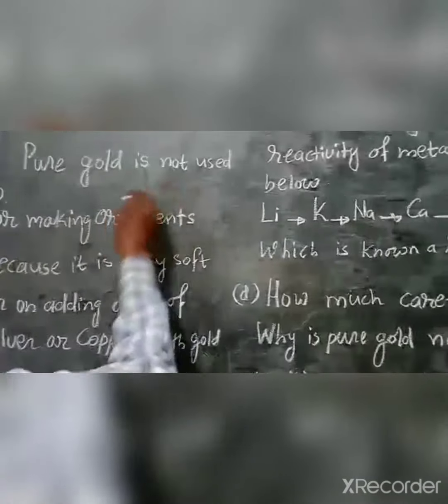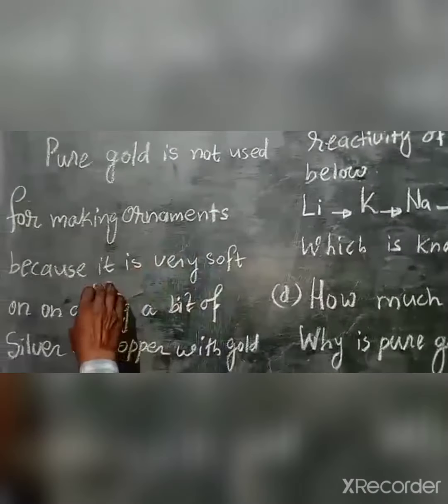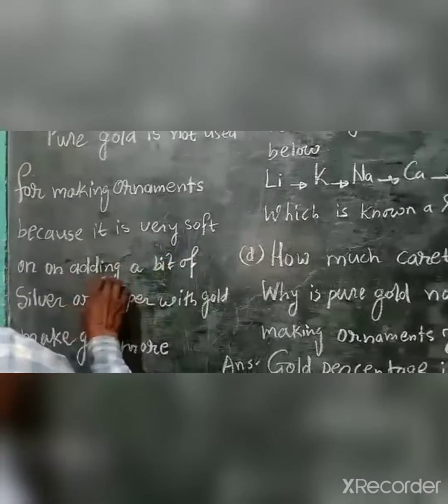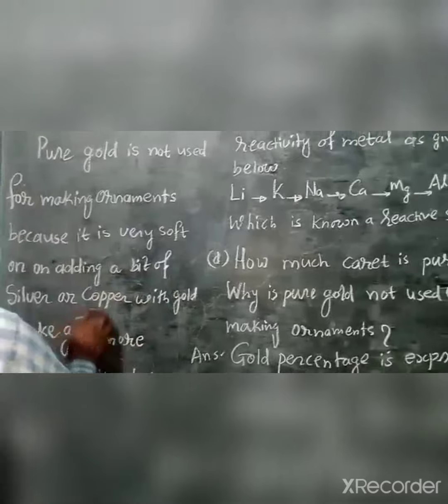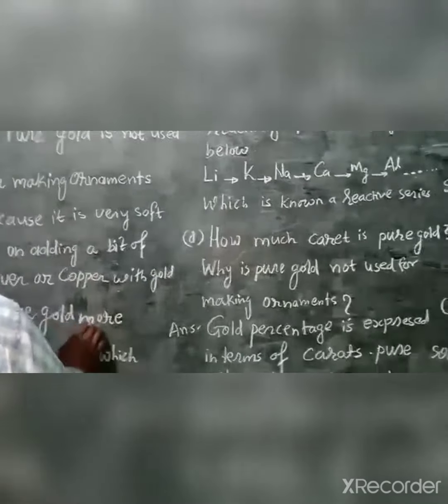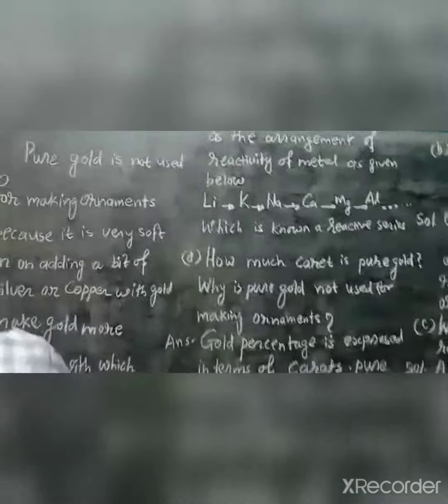Pure gold is not used for making ornaments because it is very soft, and adding a bit of silver and copper to gold makes it harder, with which the ornaments are made. Therefore, for hardening of the gold, we add silver and copper.